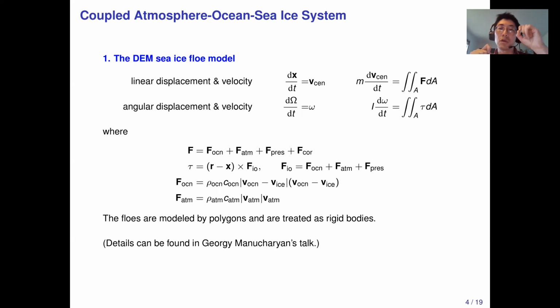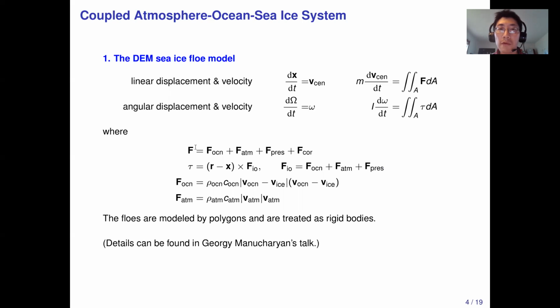Because sea ice is not just a point, it has certain shapes, we need to do the surface integration of this forcing in order to take into account the total contribution from all these forcings. The second set of equations is similar, but this describes the angular displacement and velocity. Capital Omega is the angular displacement, and lowercase omega is the velocity. This r is the inertia, and tau is the forcing.